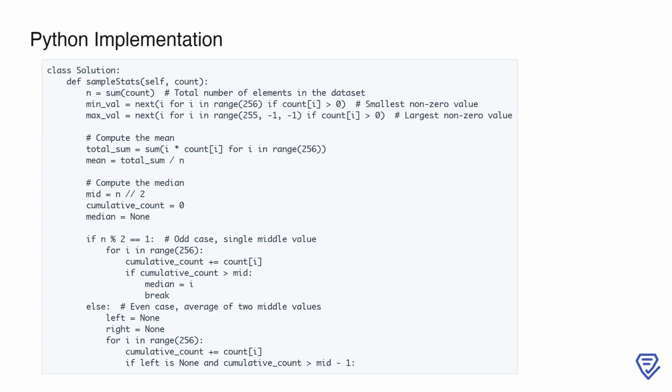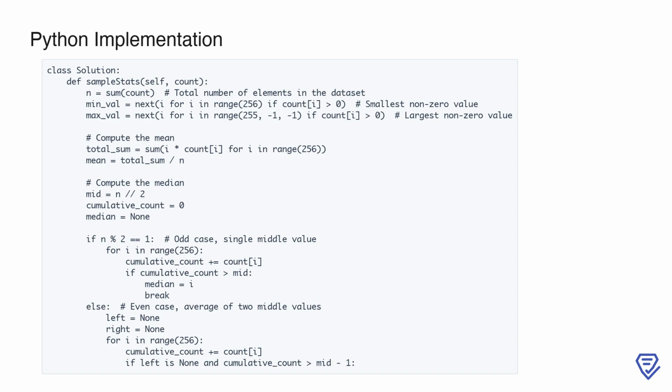Here, we begin with the definition of the sampleStats function, which takes a list called count as its input. This list contains the frequency of integers ranging from 0 to 255. The first step is to calculate the total number of elements in the dataset, stored in the variable n. Next, we find the smallest and largest values in the dataset that have a non-zero frequency. The min_val is determined by iterating from 0 to 255 and identifying the first value with a count greater than 0. Similarly, the max_val is determined by iterating in reverse, from 255 to 0, to locate the last non-zero value.